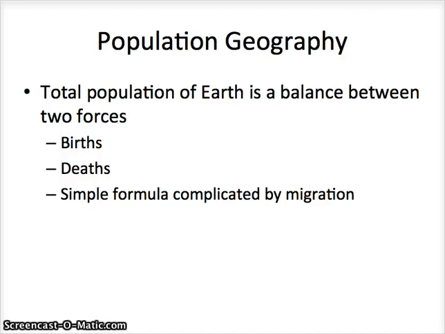Hi, today we're going to begin the material for the next exam, and we're going to start off with population geography.